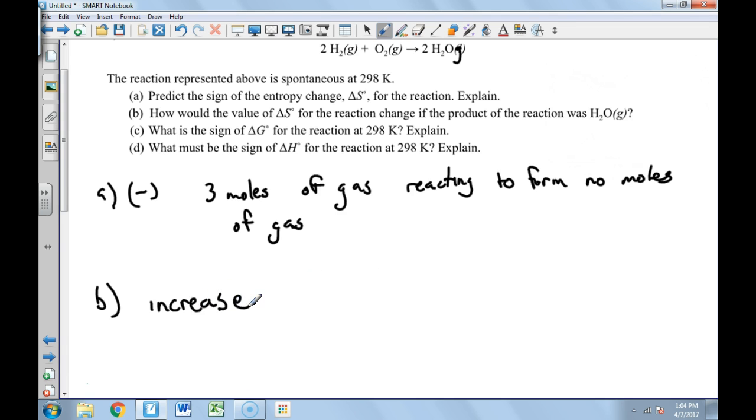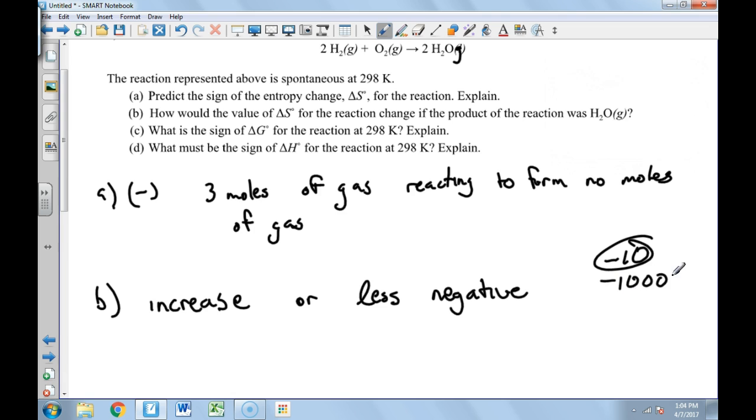And it's hard to explain that correctly. You could say it becomes less negative, just because if you say it gets bigger, that is right, but when you think about negative numbers, which one's bigger, -10 or -1,000? Well, -10 is bigger because -1,000 is further down on the number line. So just be careful of that.